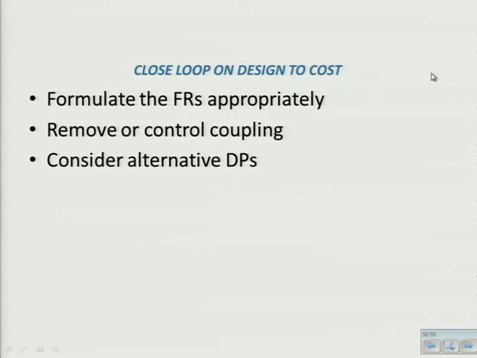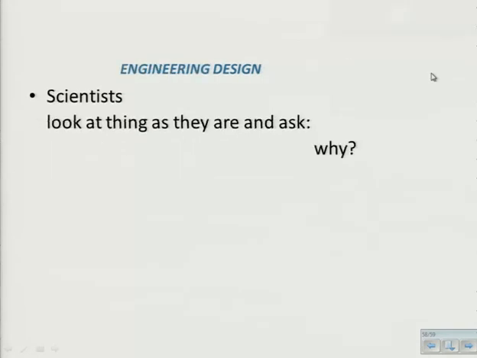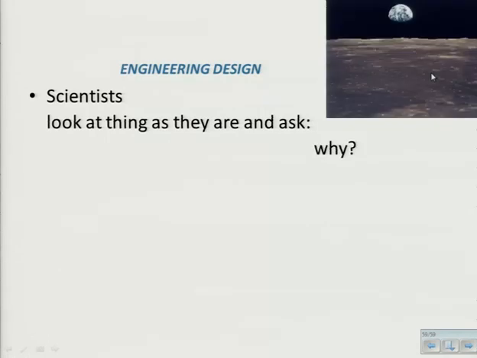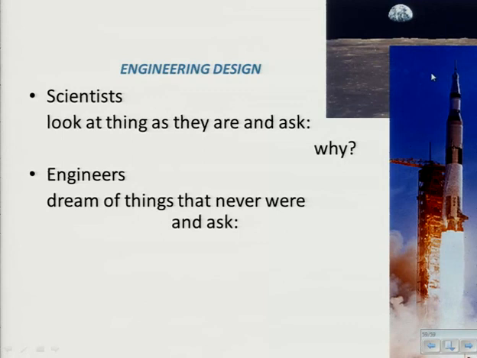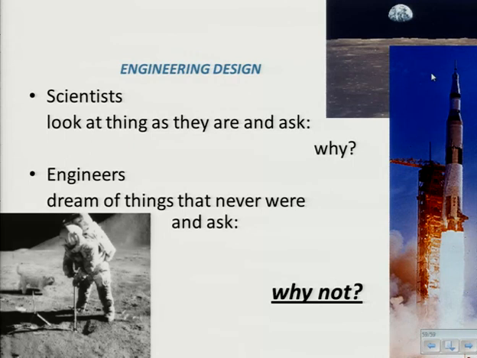So how do we look at cost? All right, formulate the FRs appropriately, remove or control coupling, and consider alternative DPs. The best design will be the least cost design that actually works, that is successful. You can come up with perhaps cheaper designs, but they won't be good designs, and they won't succeed in the marketplace. All right, scientists look at things as they are and ask why. Engineers dream of things that never were and ask, why not?